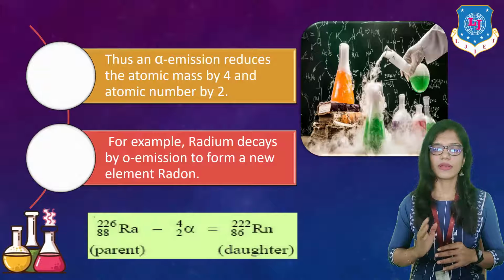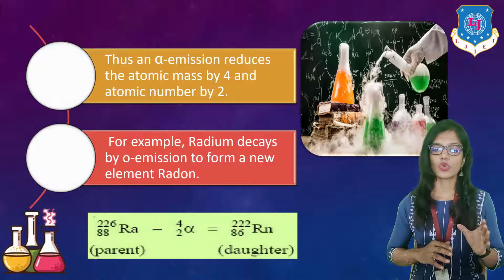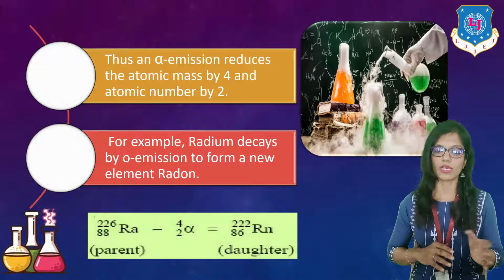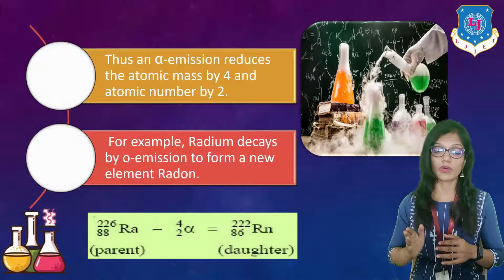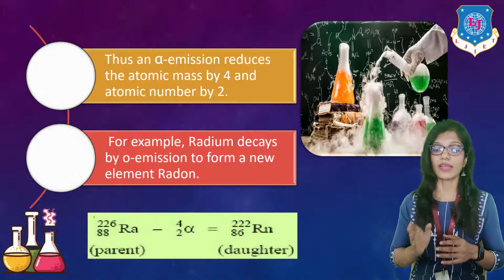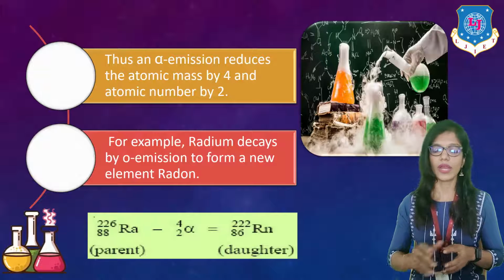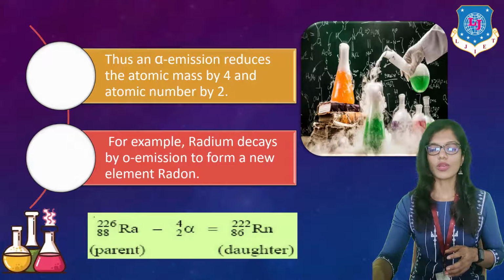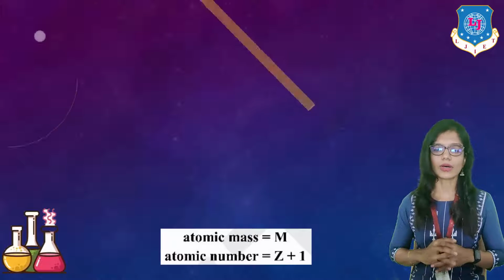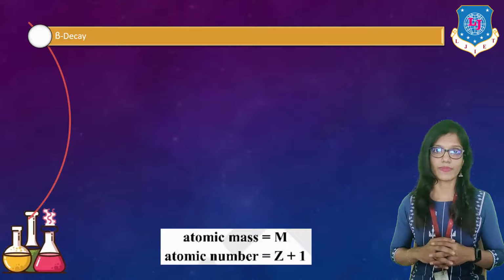So for an example, radium decays by alpha emission to form a new element radon, which is 88 radium 226 to 86 radon 222 plus alpha, 4. Here radium is the parent nucleus. So alpha decay occurs and it will convert itself into, here as you can see, 86 Rn 222, which is known as the daughter nucleus, right? So in general, our daughter nucleus will contain two less in its atomic number and four less in its atomic mass.